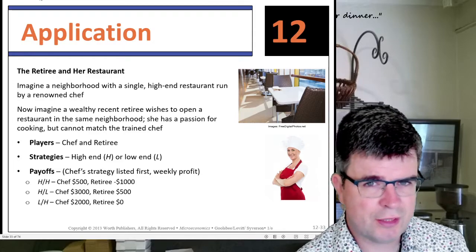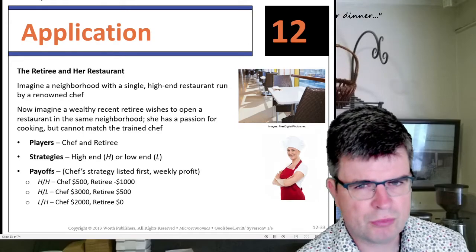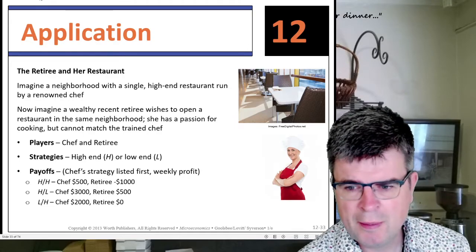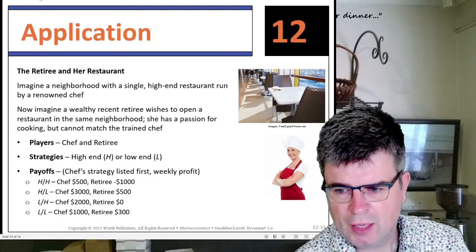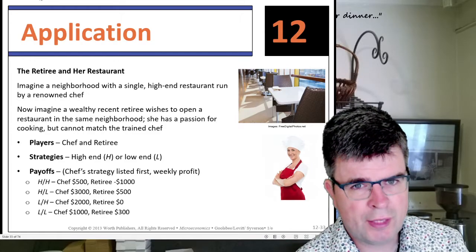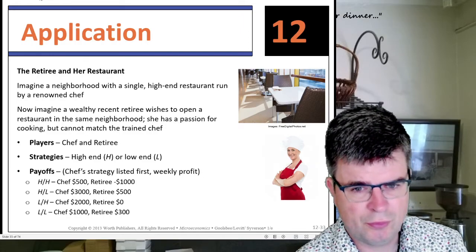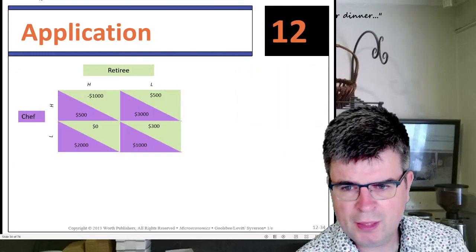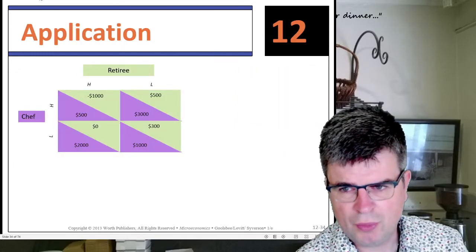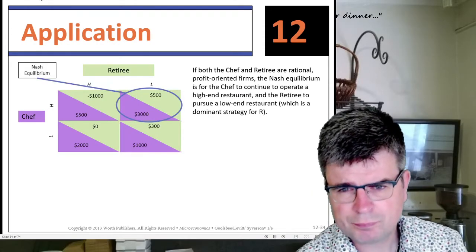If the chef instead caters to the low end and the retired person to the high end, then the chef will still earn 2000 and the retired person will earn 0. And if both cater to the low end, then the chef will earn 1000 and the retired person 300. Now let's put that in the matrix. And then it looks as follows. We have the chef in purple and the retired person in green.